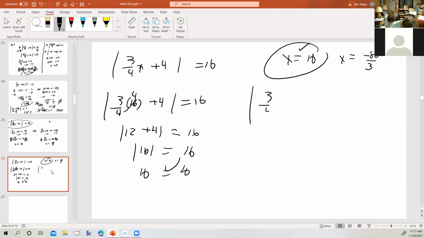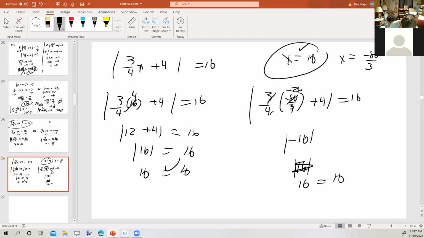-80/3. The 3 is reduced. -80 over 4 is -20. -20 plus 4 is -16. The absolute value of -16 is 16. So here we get two solutions that both work.